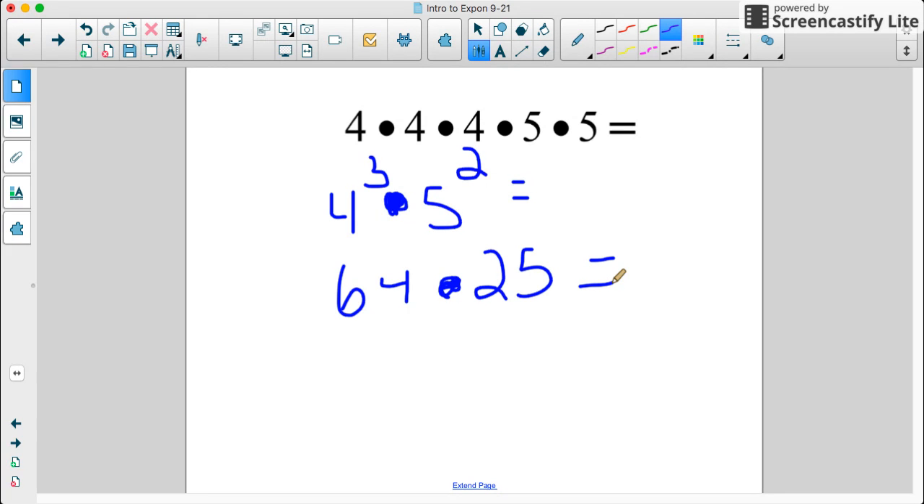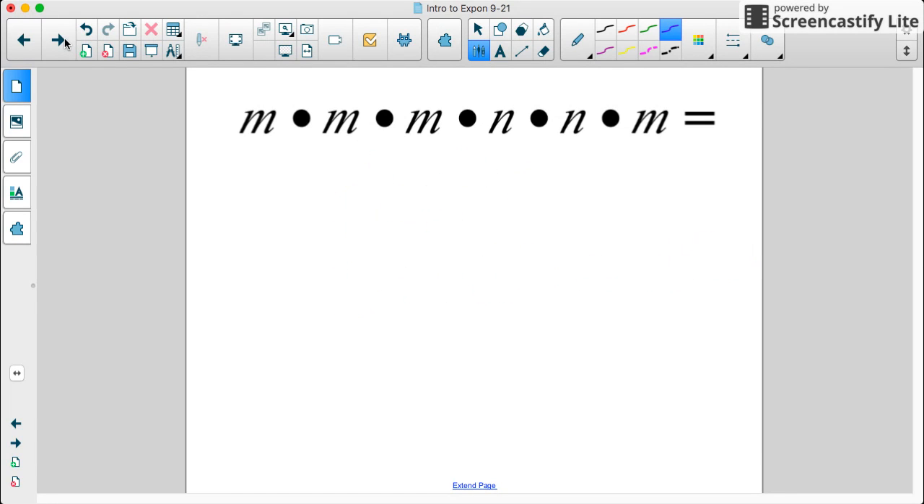So I'm going to get out my calculator so I know what I'm going to get. 64 times 25 is going to give me 1,600 for my final answer. These were my bases. These were my repeated numbers, the 4 and the 5, and then this is how many of them they were. Let's try again with our next one.